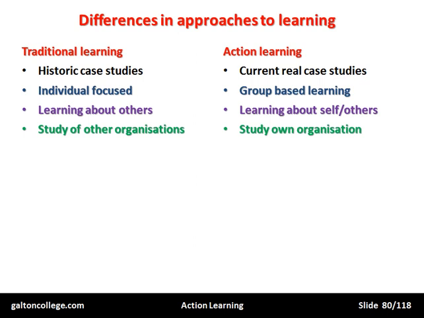Traditional learning looks at other organizations, whereas action learning looks at, to study, the own organization. Looks at the organization in which you work, whereas traditional learning looks at other organizations. Traditional learning involves planning how to learn, whereas action learning is planning and doing it. Planning the learning, but also doing it, actually doing it.